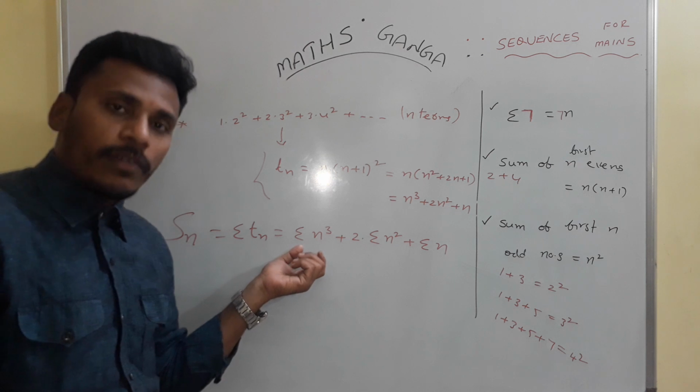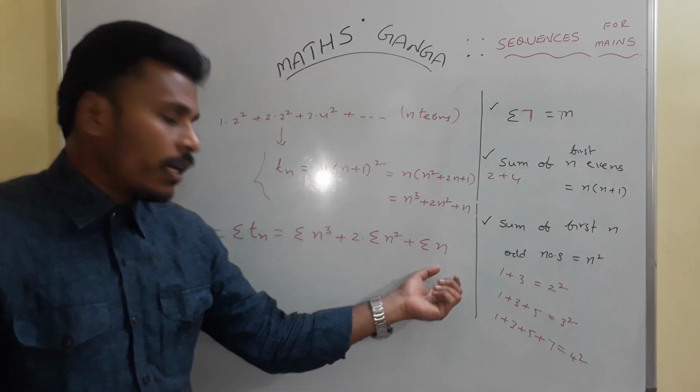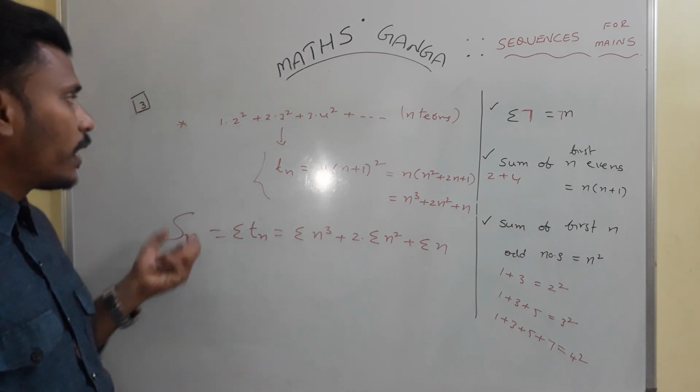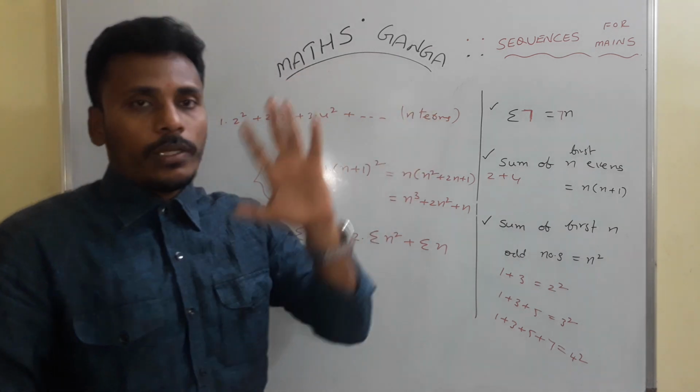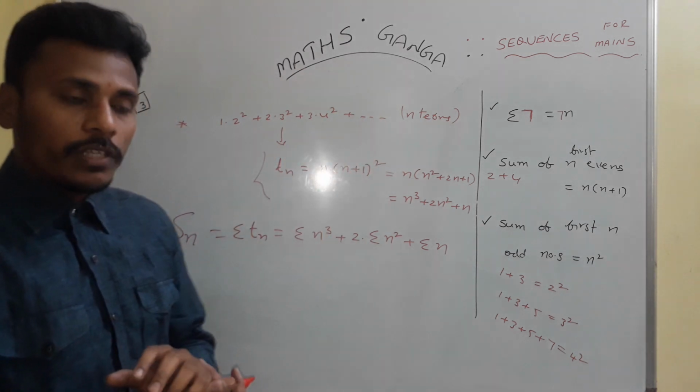And we have a formula for sigma n cube, a formula for sigma n square, and a formula for sigma n. Write everything in terms of n. After simplification, you will get the sum of the n terms of this sequence. So this is the way of calculating the sum of n terms for different types of sequences.